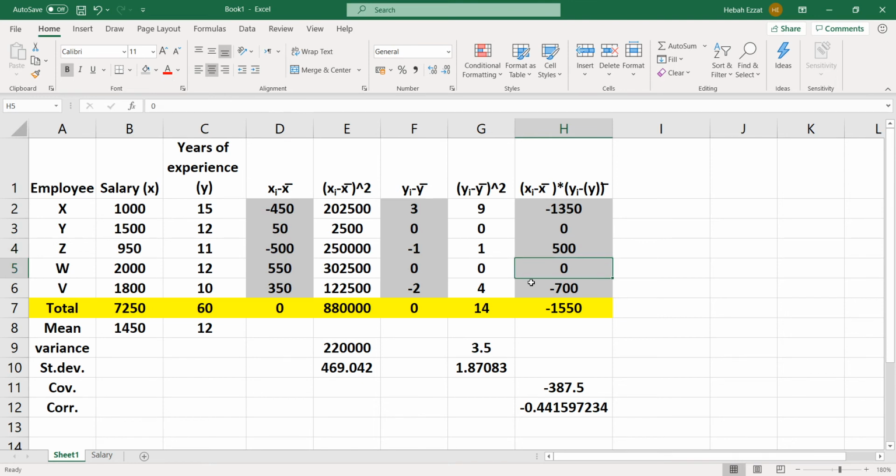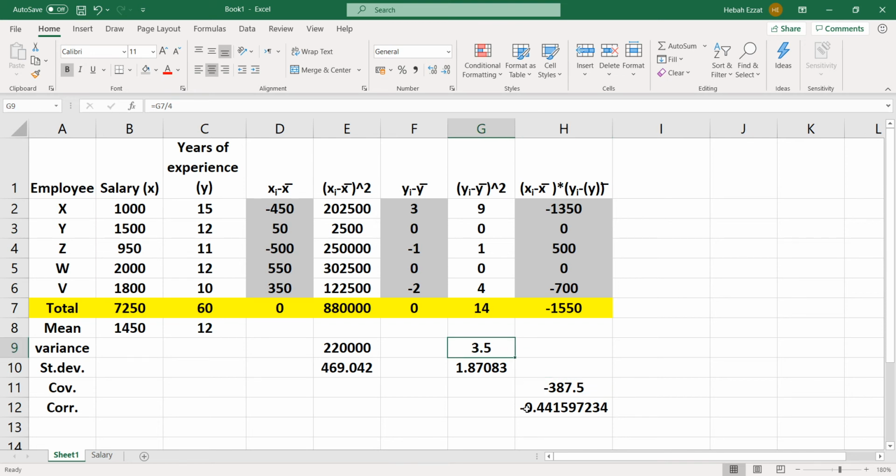After multiplying these two values together, I find the summation of these values, and then this summation should be divided by 4, which is n minus 1. This would give us the covariance. It's really hard to interpret this value.